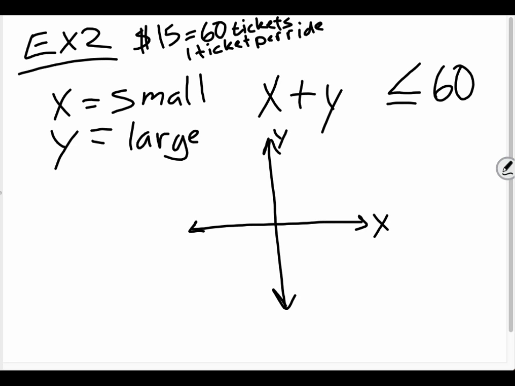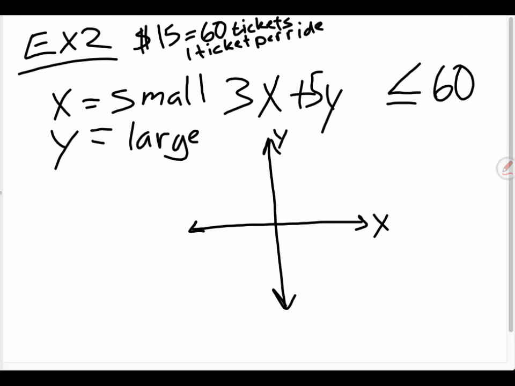And I'm going to graph that. Oh wait, it's not a ticket per ride though. I forgot to mention that for a small ride it's actually 3 tickets. And for a large ride, I think it was 5 tickets. So technically, we've got this inequality.